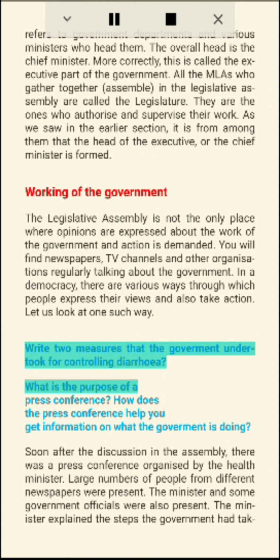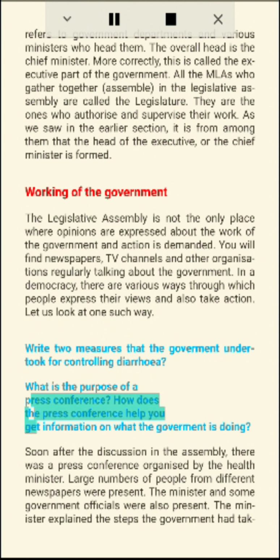Write 2 measures that the government undertook for controlling diarrhea. What is the purpose of a press conference? How does the press conference help you get information on what the government is doing?